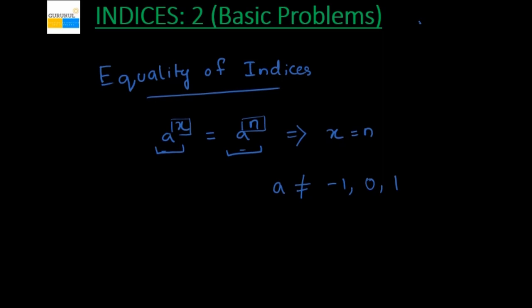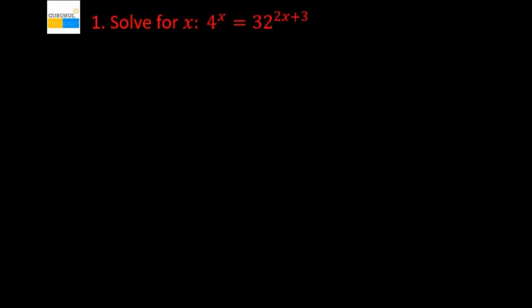So in a given question, x is the unknown, and a and n will be given to you and you are supposed to solve it. Now let's move on to the problem part.